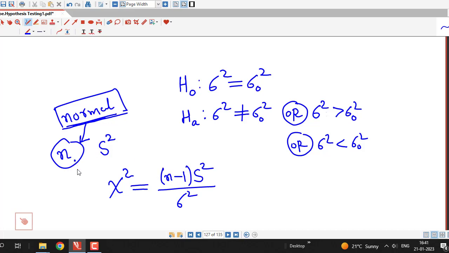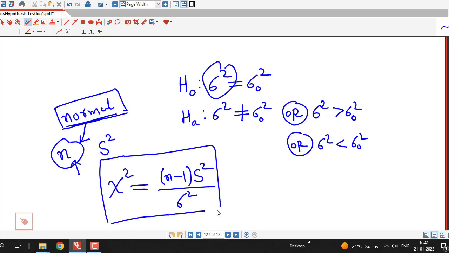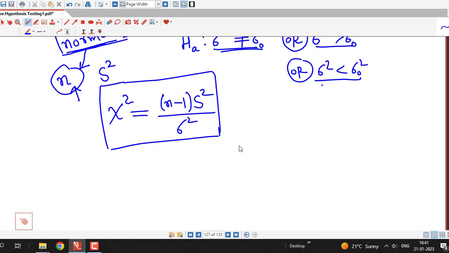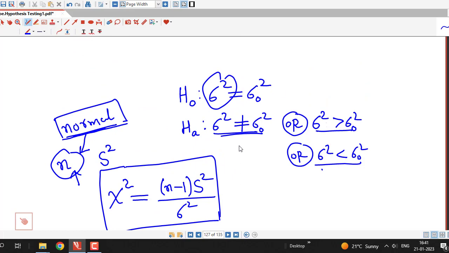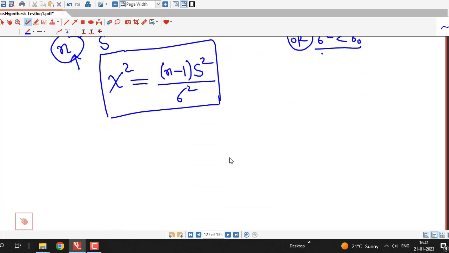So using the values of n, S square and sigma square, we will calculate this value of the test statistic, and after that, depending upon the nature of the alternative hypothesis, we will decide the chi-square critical values, and then we will decide the corresponding rejection criteria. So this is what we can understand for hypothesis testing for population variance.